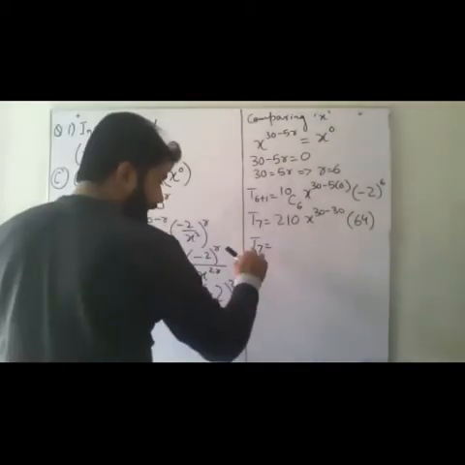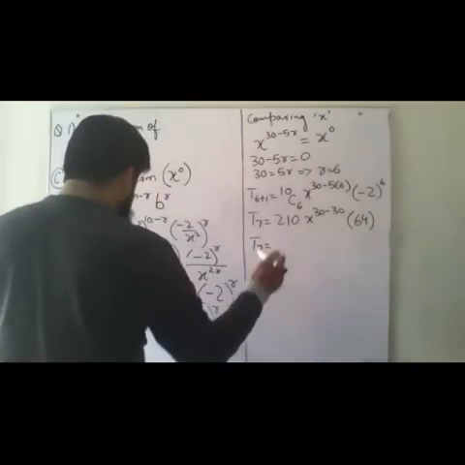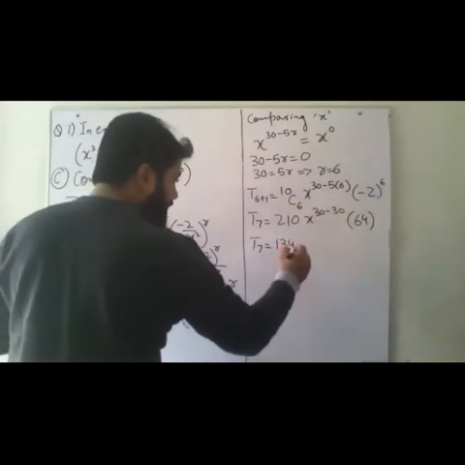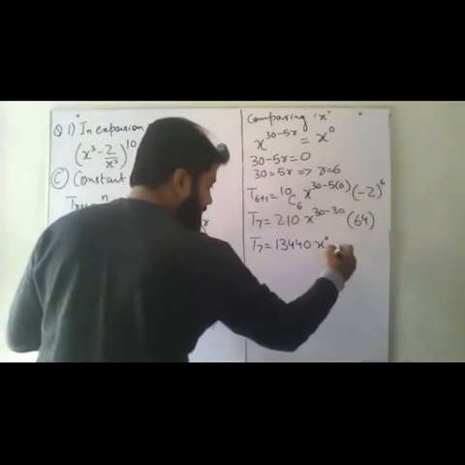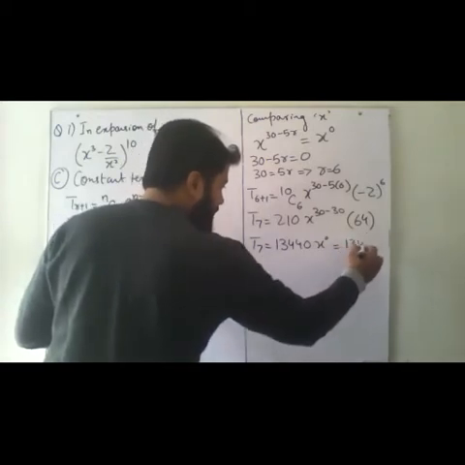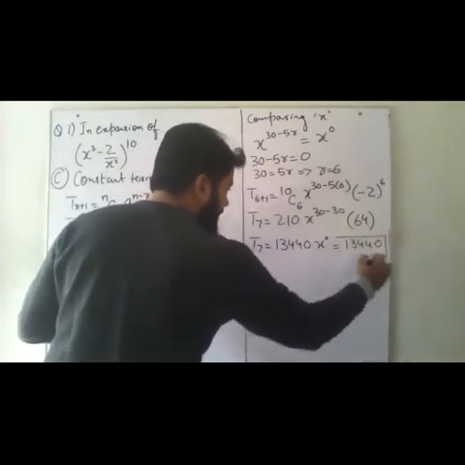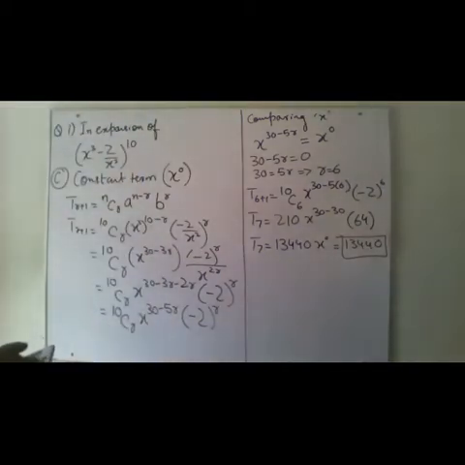So the seventh term, when I simplify it, is 13440, x power 0. x power 0 means it is 1. So 13440 is your final answer for this part.